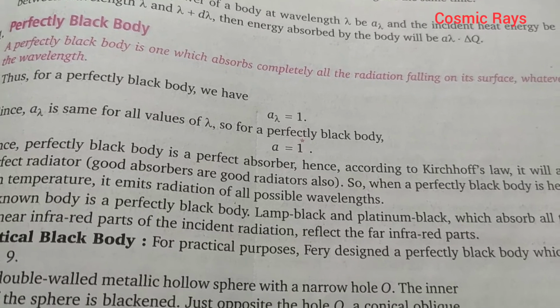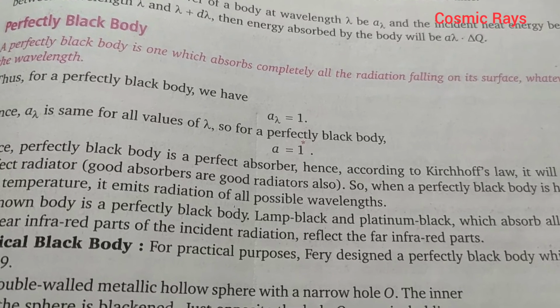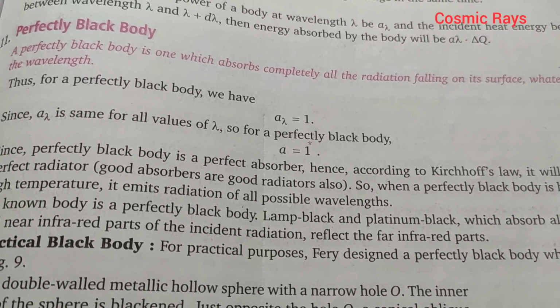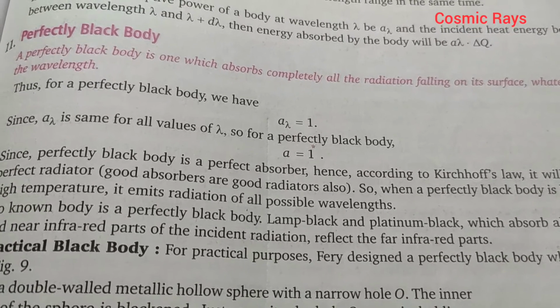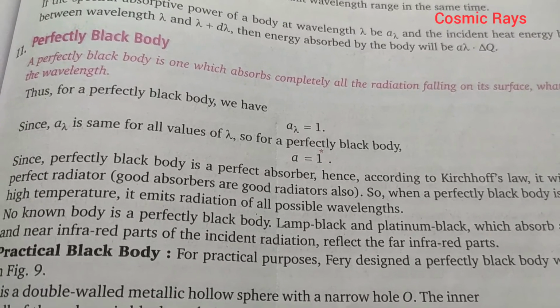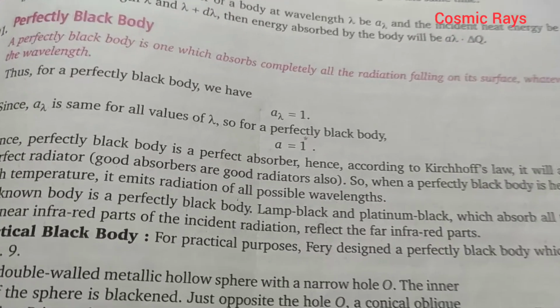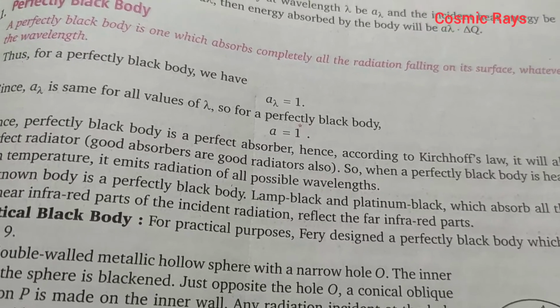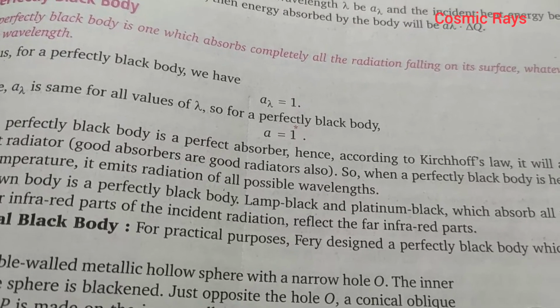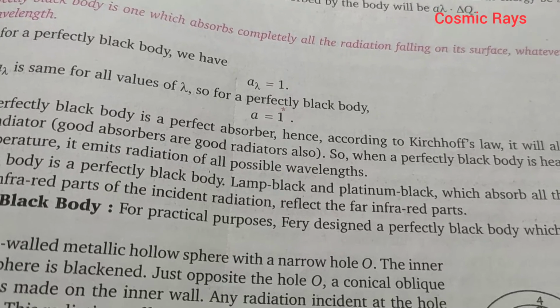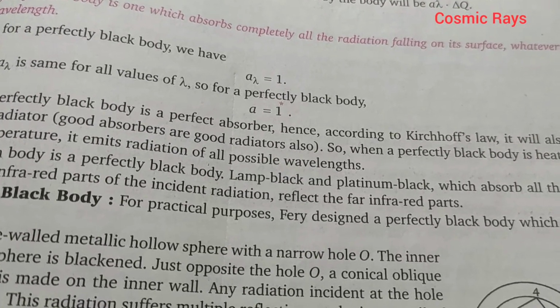So any known body cannot be called a perfectly black body. There is another myth about the black body, that it should be black in color. So let's take the other definition of the black body, which says that a black body is a body which should be able to emit radiation of all possible wavelengths.